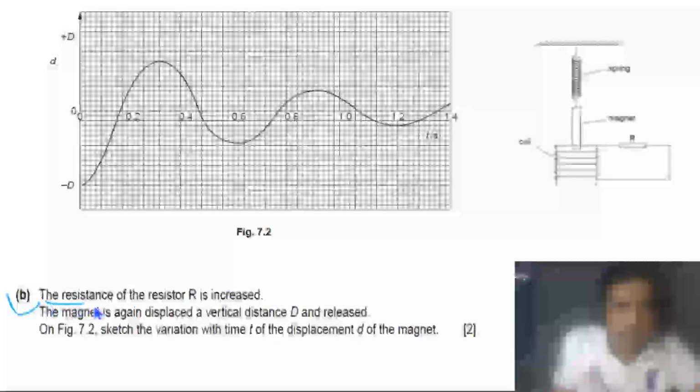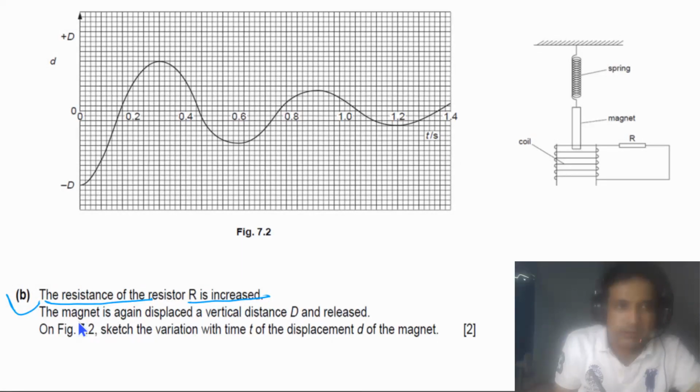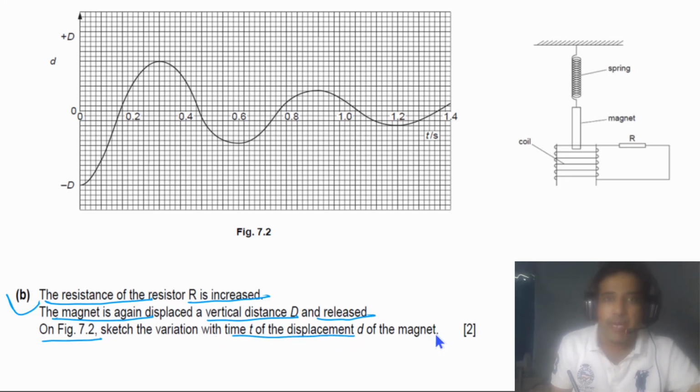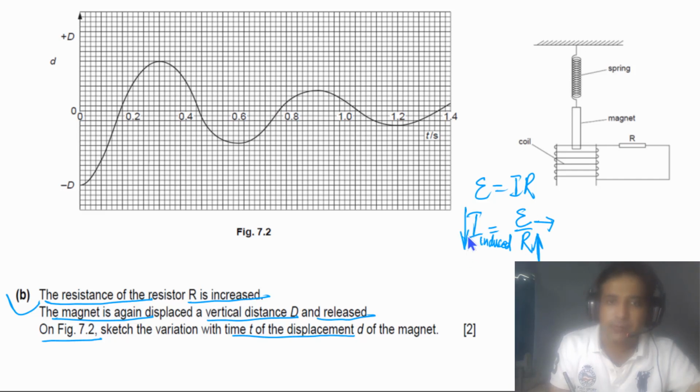Part B says the resistance of the resistor capital R is increased. The magnet is again displaced a vertical distance capital D and released. On figure 7.2, sketch the variation with time t of the displacement small d of the magnet. So in this case resistance has been increased, so simply we can write down EMF is equal to I times R, and from here I is equal to EMF divided by R, and this I is the I induced. EMF is the same because initial displacement is the same. As resistance has increased, it means I will decrease.